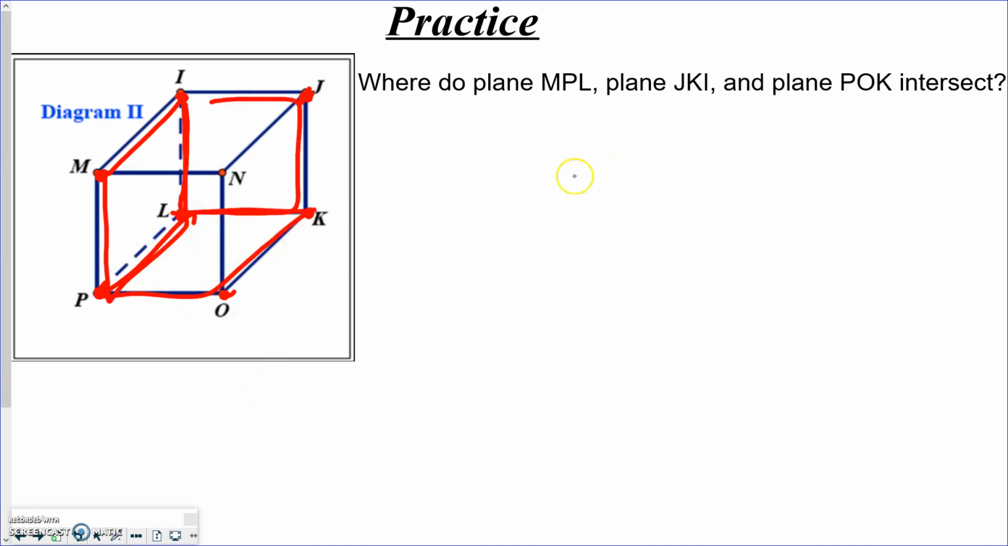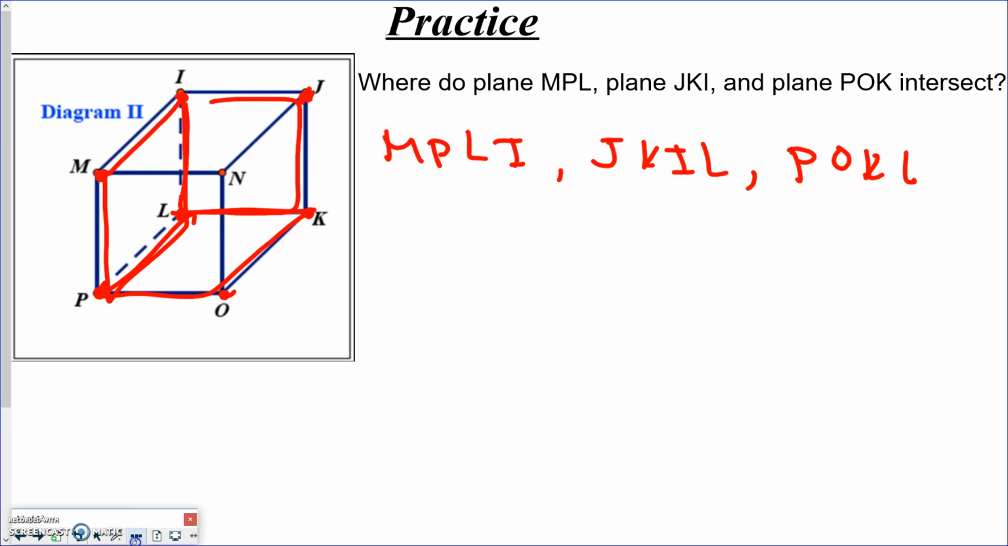And I know that there is one point that connects all of them. So I have M, P, L, I as one plane. I have J, K, I, and L as another. And lastly, P, O, K, and L as the last plane. And what do all these planes have in common? The letter L. So L must be the place where all these planes intersect.